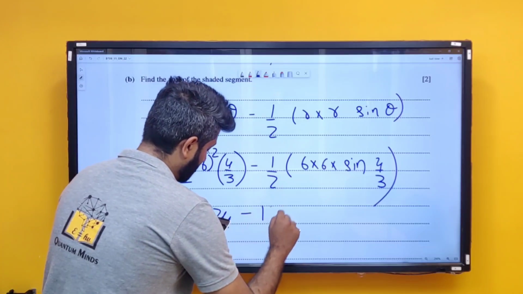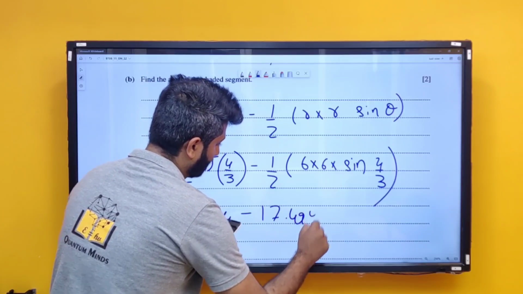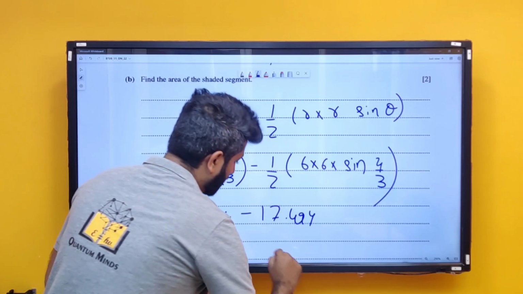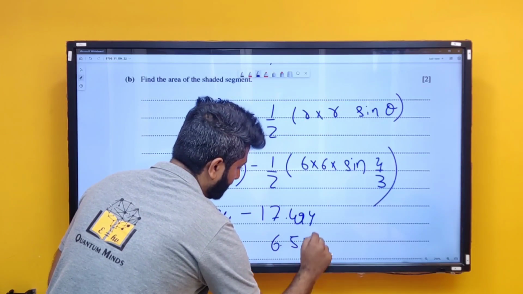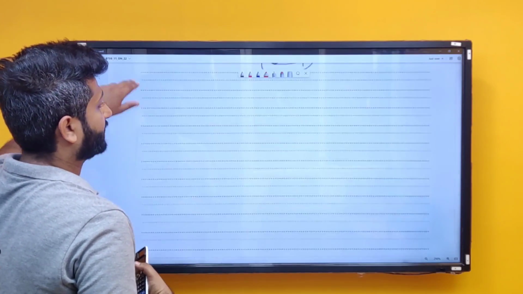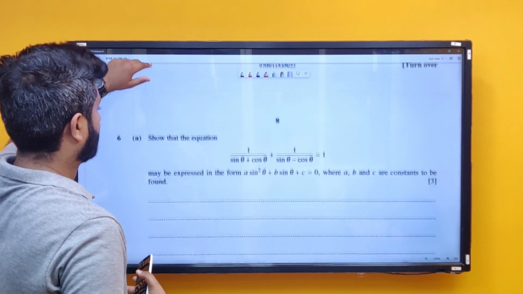So guys, this is 17.494. So 24 minus answer will give me 6.505, or I'll write it as 6.51. This is the area of the shaded segment.